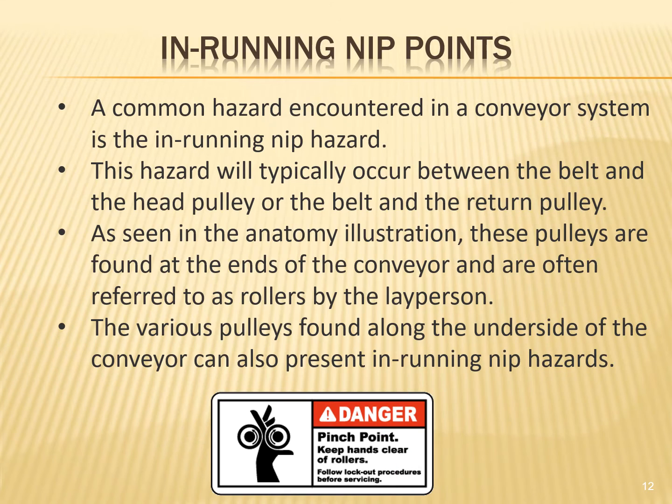In-running nip points continued. A common hazard encountered in a conveyor system is the in-running nip hazard. This hazard will typically occur between the belt and the head pulley, or the belt and the return pulley. As seen in the anatomy illustration on the next slide, these pulleys are found at the ends of the conveyors and are often referred to as rollers by the layperson. The various pulleys found along the underside of the conveyor can also present in-running nip hazards.